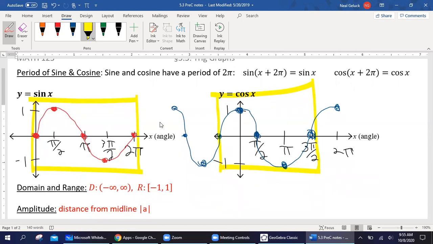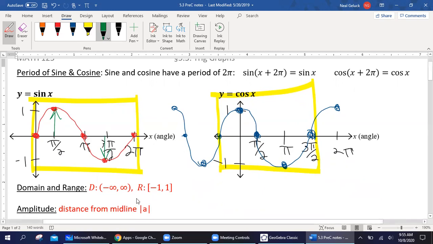The amplitude is the distance from the midline. So it's how far from the middle to the top of the wave or to the bottom. That is the absolute value of A, which is going to be the variable that we'll look at a little bit farther down in the notes. The big thing with amplitude is that it is a distance, so it has to be positive. Distance is positive, so that's why I have absolute value there.